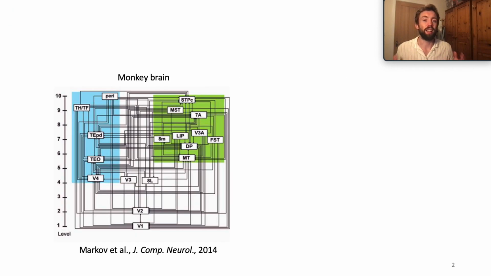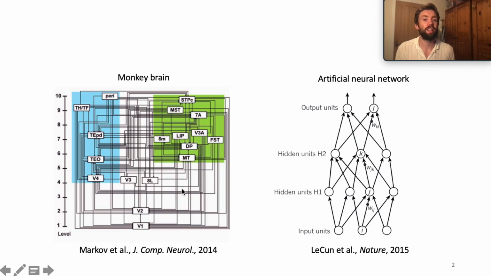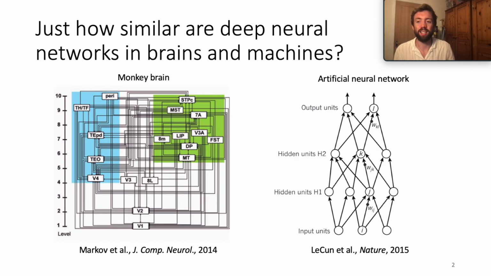This is the hierarchical connectivity structure of the monkey cortex. On the left you can see the hierarchical level, and here you can see lots of different brain regions, with each line between the regions signifying a connection that exists in the brain. Here is an artificial neural network from the classic overview piece by Yann LeCun, Yoshua Bengio and Geoff Hinton. So our question today is just how similar are deep neural networks in brains and machines?